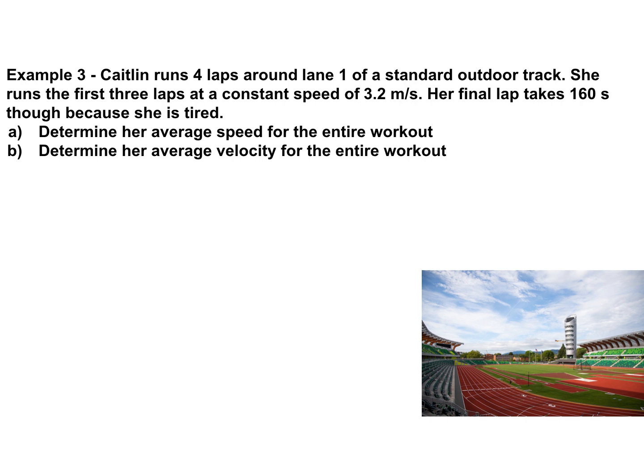Example 3, Caitlin runs 4 laps around lane 1 of a standard outdoor track. She runs the first 3 laps at a constant speed of 3.2 meters per second. Her final lap takes 160 seconds because she is tired. A, determine her average speed. B, determine her average velocity.